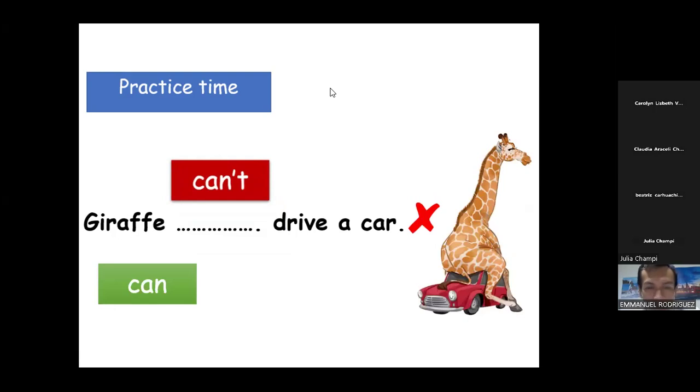Giovanna Sonco. Sara Lolita. Present. Okay, practice with this tense. Lea la oración, por favor. She can't drive a car. Okay, she can't drive a car. Okay, thank you. Continue with your next.